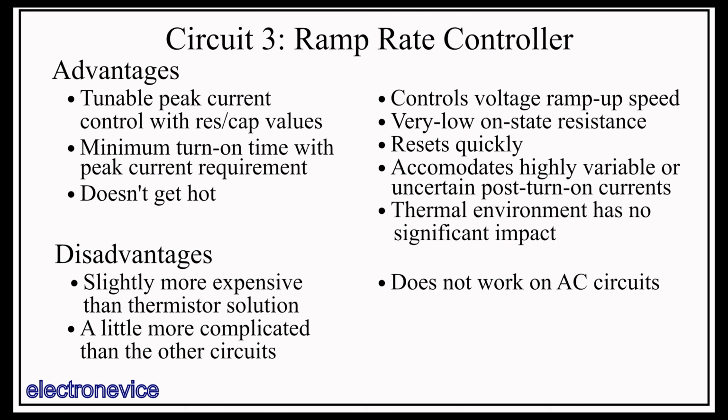Some ICs require a specific range of ramp-up speeds, and if you're outside of that range, either too slow or too fast, it can improperly reset or get damaged. This allows you to specifically design a ramp-up speed and thus satisfy exotic requirements like that. It has a very low on-state resistance, that of the closed MOSFET switch. It resets quickly. It accommodates highly variable or uncertain post-turn-on currents, not requiring a minimum post-turn-on current to keep it low resistance like the thermistor. And the thermal environment has no significant impact on it like the thermistor.